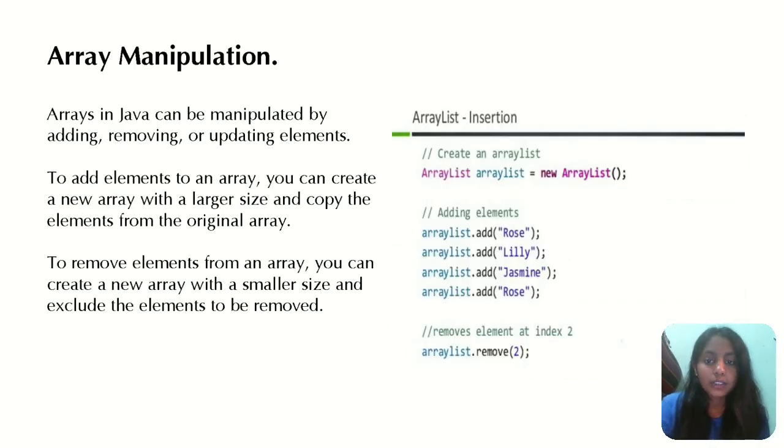Array manipulation. Arrays in Java can be manipulated by adding, removing, or updating elements. To add elements to an array, you can create a new array with a larger size and copy the elements from the original array. To remove elements from an array, you can create a new array with a smaller size and exclude the elements to be removed.